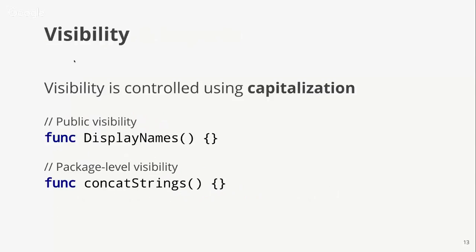Visibility. What you know from other languages as public, private, and protected, for example, is handled in Go using capitalization. In this case, the DisplayNames function is visible in a public way, so any other package depending on your package can execute that function. The concatStrings function, on the other hand, is only visible at the package level. So only users within the same package as the concatStrings function can execute that function.